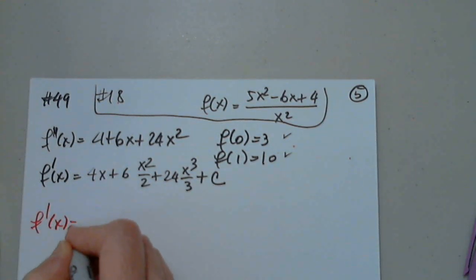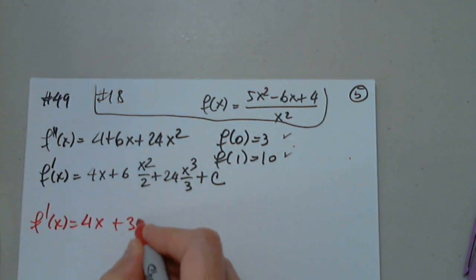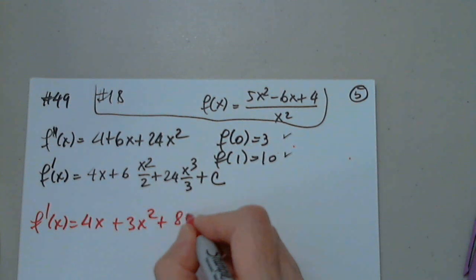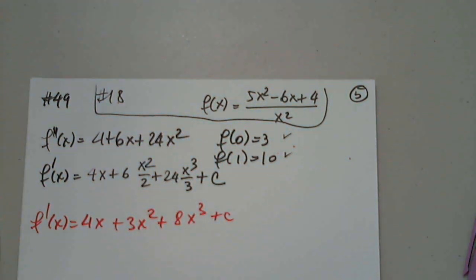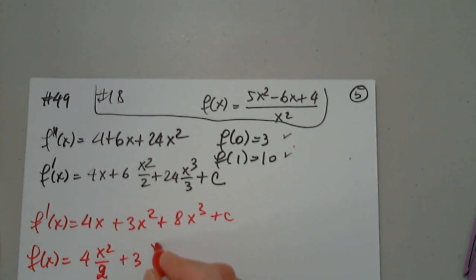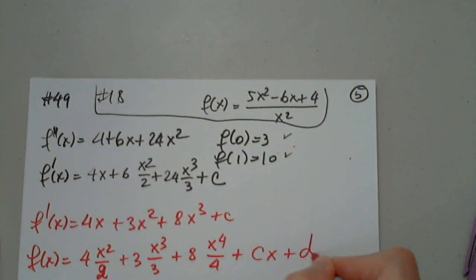So f prime of x equals 4x plus 3x squared plus 8x cubed plus a constant c. Now, I am ready to move on to the function. And I have 4x squared over 2, plus 3x to the third over 3, plus 8x to the fourth over 4, plus cx, and plus d.